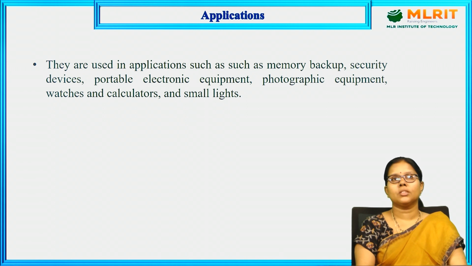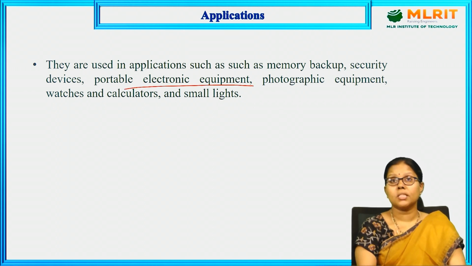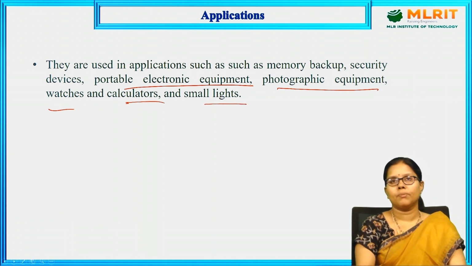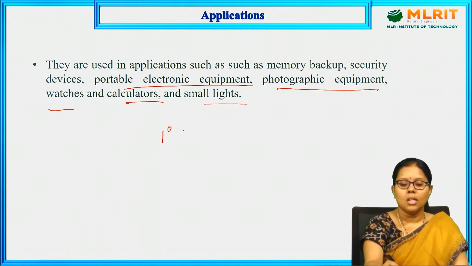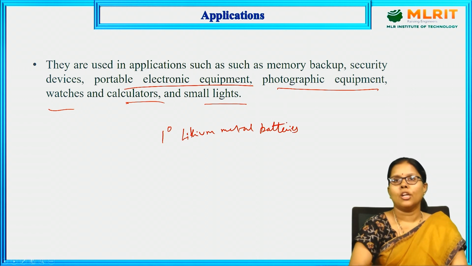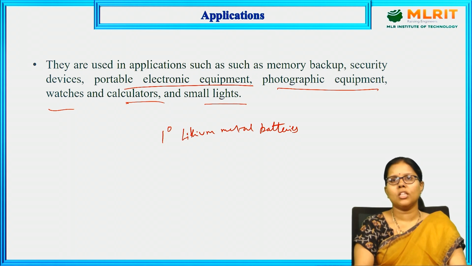Let us see the applications. These have a wide range of applications, portable devices in the case of primary batteries. They are used as memory backups, security devices, portable electronic equipment, photographic equipment, watches, calculators, and small lights. These primary lithium metal batteries can be used in place of the remaining primary batteries. They have more advantages because they have a longer shelf life.